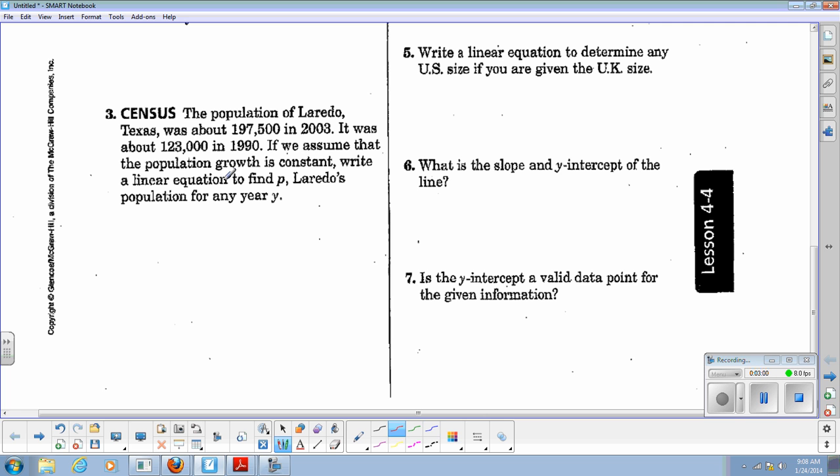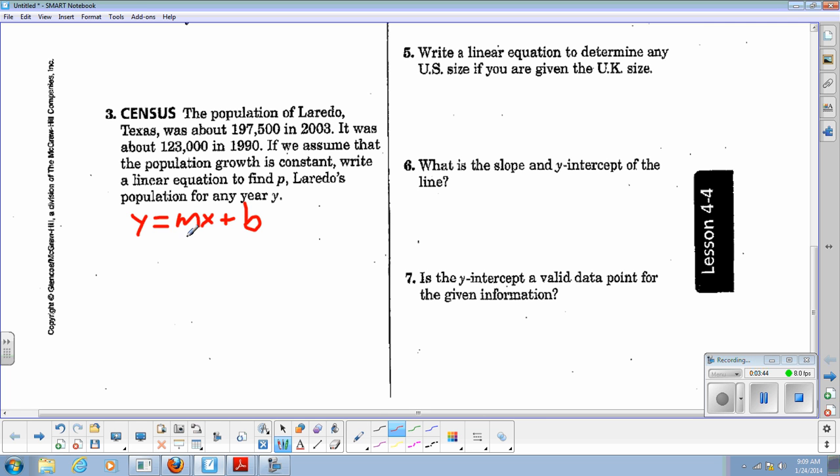Problem 3, census. The population of Laredo, Texas was about 197,500 in 2003. It was about 123,000 in 1990. If we assume that the population growth is constant, what that means is it always grew at the exact same amount. It wasn't that one year was more than the other. It was just always growing at the same amount. Write a linear equation to find P, Laredo's population for any year Y. All right, in this problem, linear equation, that means this, y equals mx plus b. When you're told a linear equation, that is a y equals mx plus b equation.